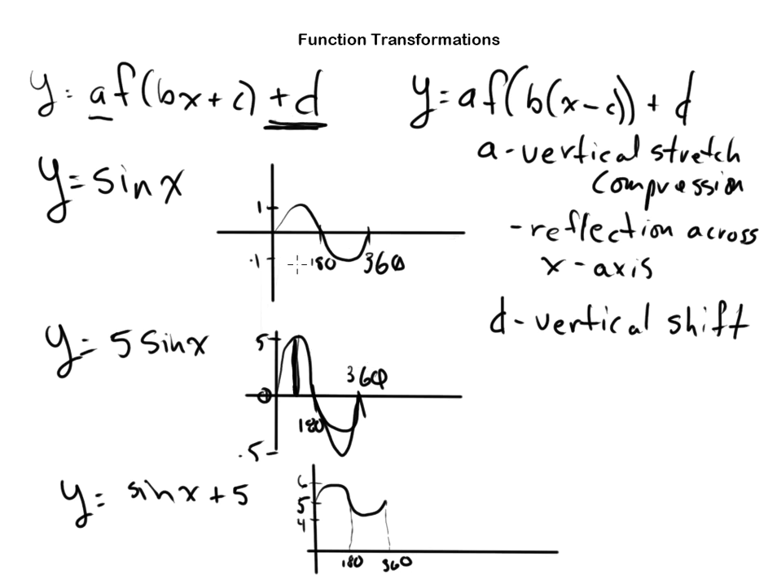D is simply a shift up a certain number of spaces, d spaces, or down d spaces according to the sign of d itself. If d is positive, it's up that many spaces, and if d is negative, it is down that many spaces. Okay, so let's grab us another page here.